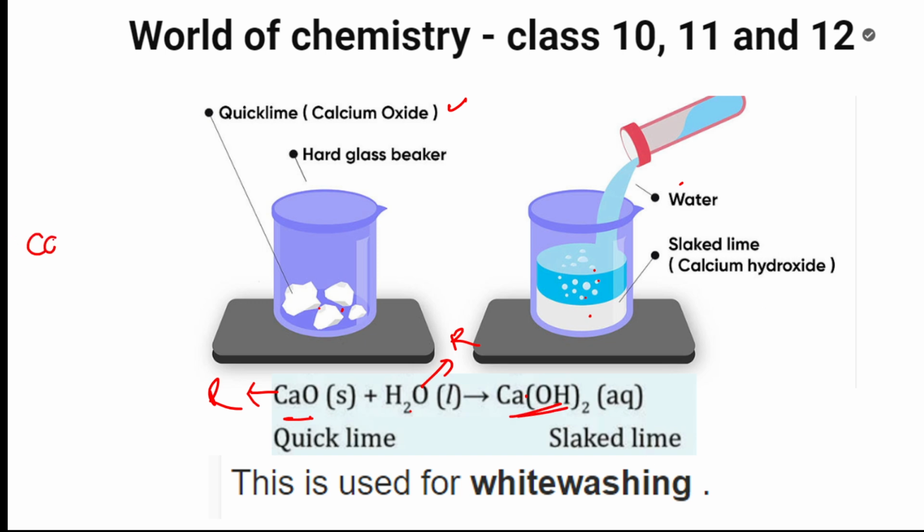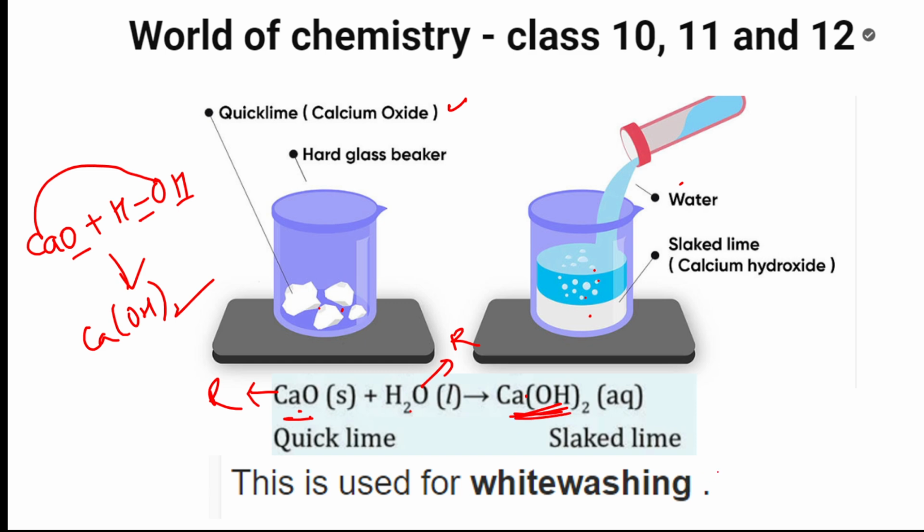How did I do this? It is simple. See here. Calcium oxide is quicklime. I am adding water to this, so it is forming calcium hydroxide. How many moles are there? 2 moles. So simple, calcium hydroxide. Now what is happening here? Two reactants are combining together to form one compound, one product. Yes or no? This particular reaction is basically used for whitewashing. This is a major question for you all. Which reaction is used for whitewashing? This reaction, that is conversion of quicklime to slaked lime.